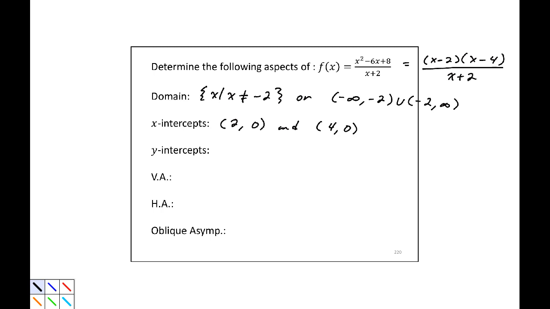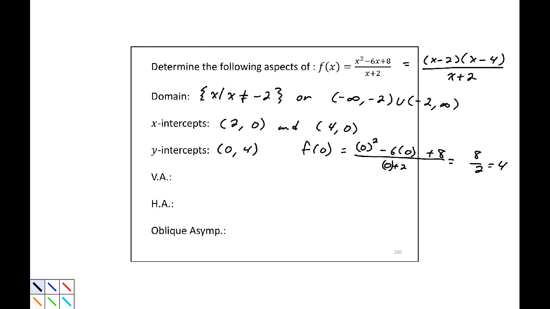Next, we can find our y-intercept by calculating f of 0. So that would be 0 squared minus 6 times 0 plus 8, all divided by 0 plus 2. This would be 8 divided by 2, which simplifies to 4. So our y-intercept is the point (0, 4).